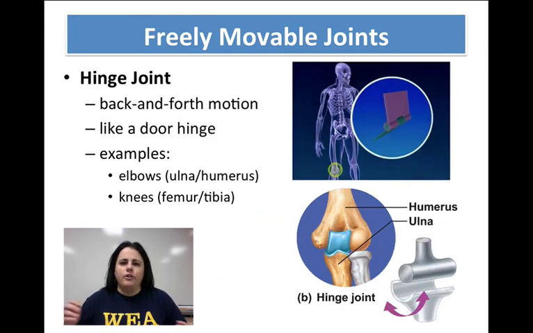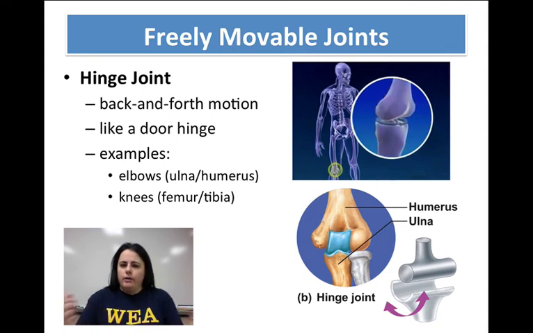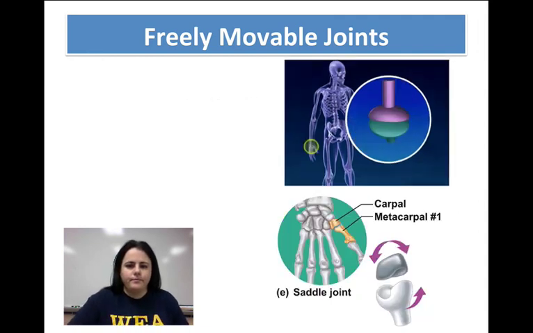Hinge joints are like doors on a hinge, so they just go back and forth. So your elbows going back and forth and your knees bending back and forth are classic hinge joints.